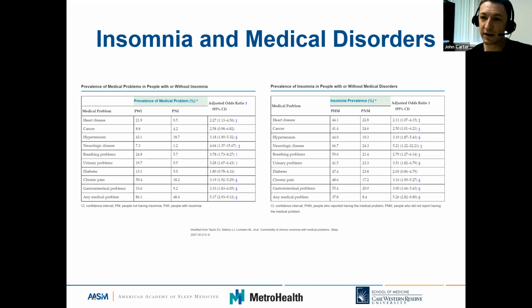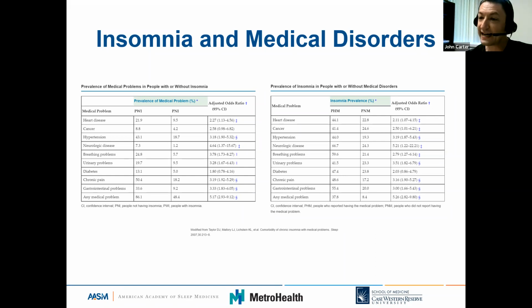And for both comparisons, you see an adjusted odds ratio between about 2 and about 5. On the left, you can see that about 86% of people with insomnia reported having any medical problem, compared to a little bit less than half of people who did not have insomnia. And of these, the greatest difference was seen in chronic pain. Half of people with insomnia reported chronic pain versus under 20% of people without insomnia, and gastrointestinal complaints. Again, about a third of people with insomnia had GI complaints compared to less than 10% of people without insomnia.